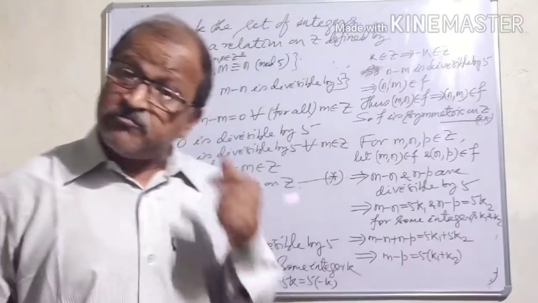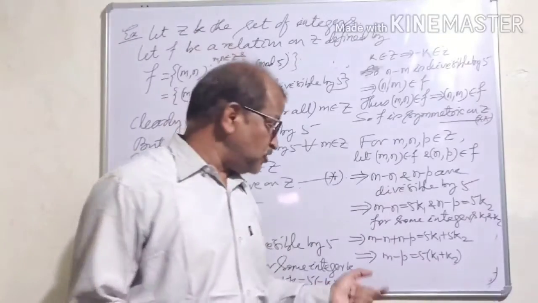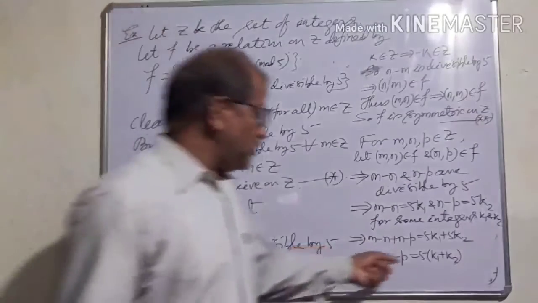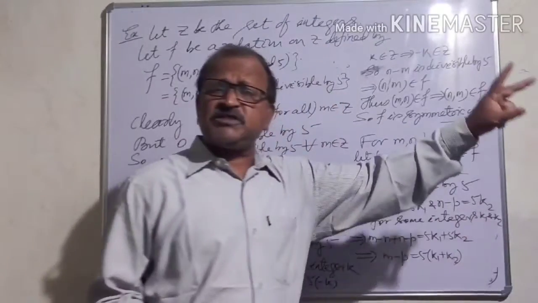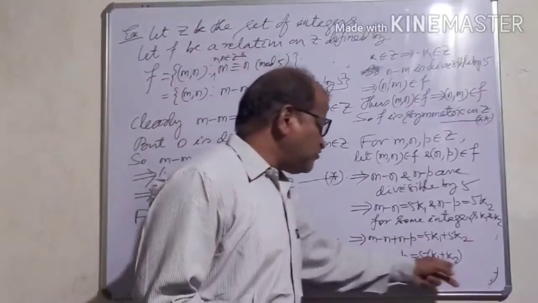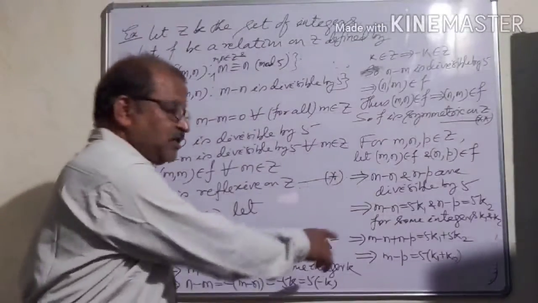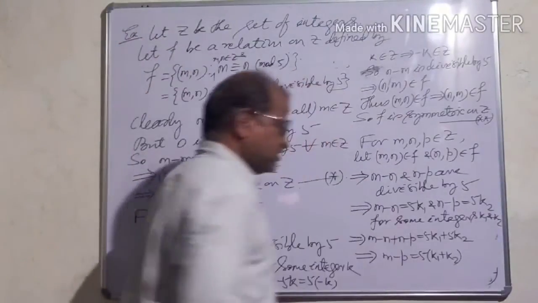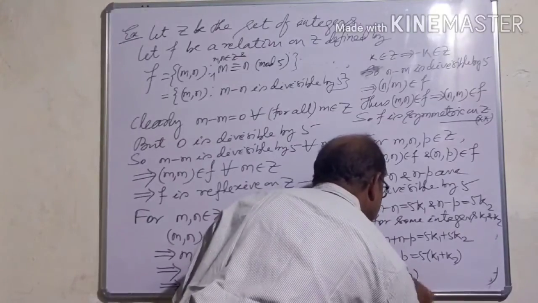We know that from closure property of addition in the set of integers, the sum of two integers is again an integer. So k1 is an integer, k2 is an integer, then k1 plus k2 must be an integer. So M minus P is 5 into some integer. Okay, so M minus P is divisible by 5. That means M is related to P.